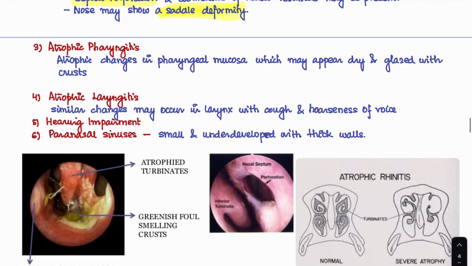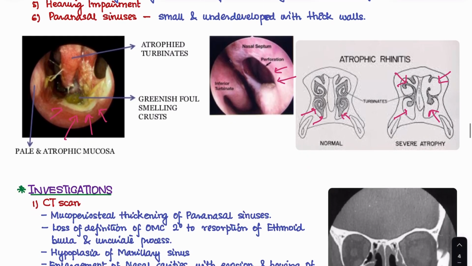As you see in the picture over here, the first picture shows the greenish discharge and crust formation in the nose. Here in the second picture, you can see a septal perforation. And in the third picture, you see how it leads to the atrophy of the bones. This is the normal image where you see the turbinate bones. And this is the image which shows an atrophy of all the turbinate bones. This is all about the clinical features.